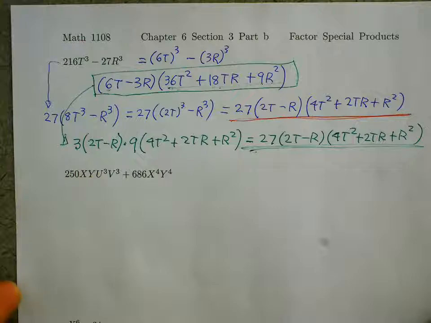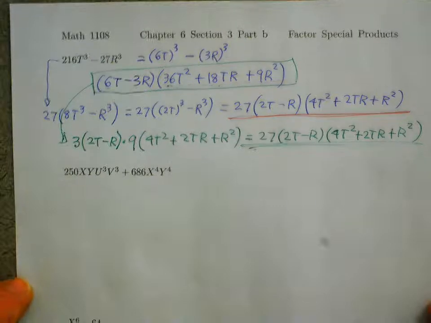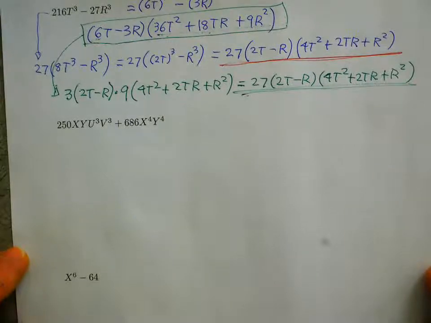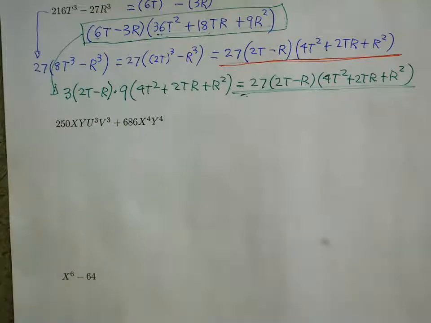Okay, the next example. So this looks like a mess. 250 times x times y times u to the third times v to the third plus 686 times x to the fourth times y to the fourth.